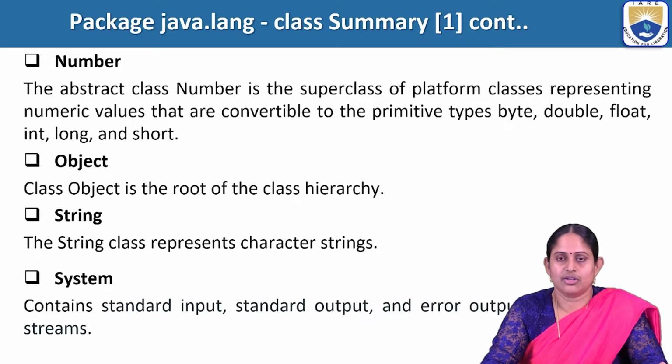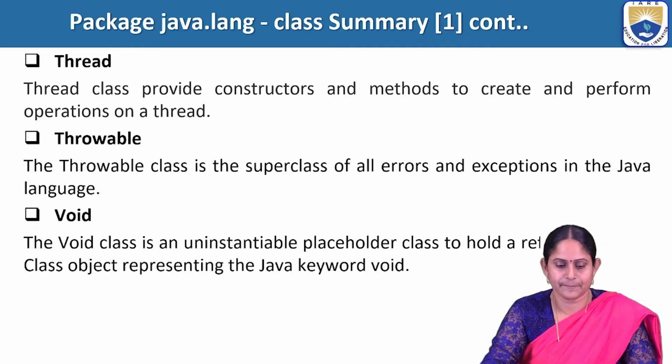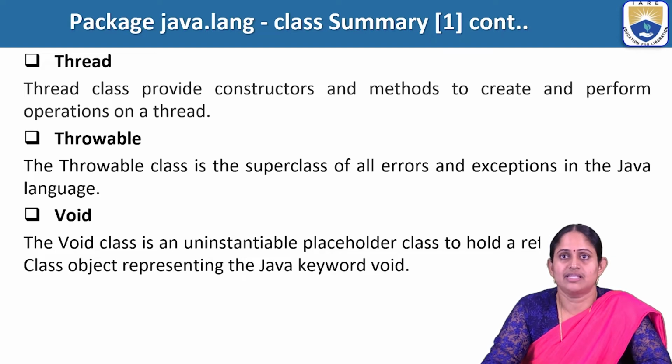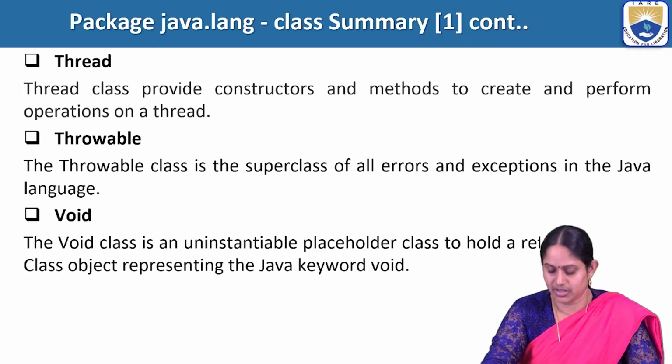The Object class is the root of the class hierarchy. The String class represents character strings. The System class contains the standard input, standard output, and error output streams. The Thread class provides constructors and methods to create and perform operations on a thread. The Throwable class is the superclass of all errors and exceptions in the Java language. The Void class is an uninstantiable placeholder to hold a reference to the class object representing the Java keyword void.